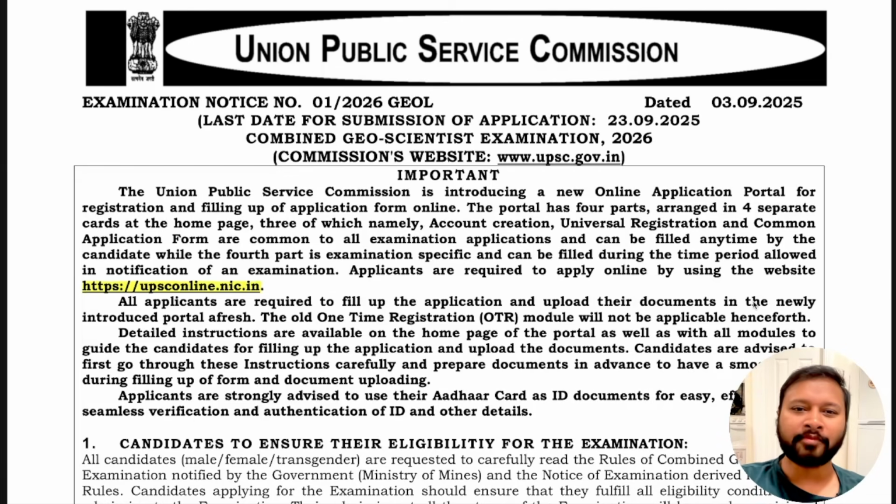As you see, this was announced on 3rd of September 2025, and the last date for the form submission is 23rd of September 2025. So basically they have given you a 20 days window to fill this form. You can fill this form from this website, upsconline.nic.in. In case you tell me, I will make a dedicated video on how to fill the form.